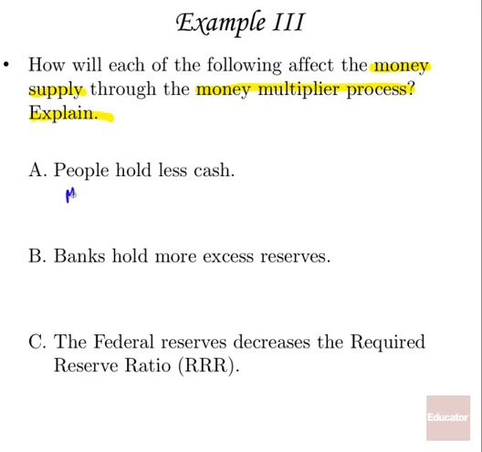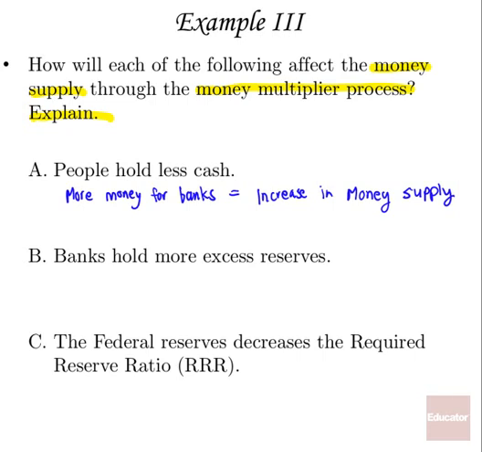So more money for banks equals an increase in money supply, again assuming that banks will actually lend this money out. So all things constant, when people hold less cash, they're going to put money into banks, and there's going to be an increase in the money supply.